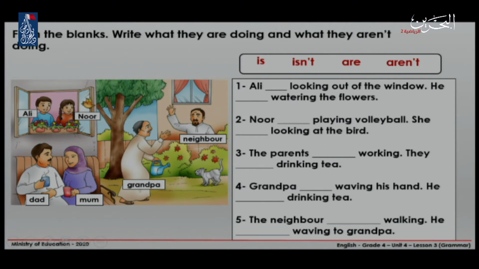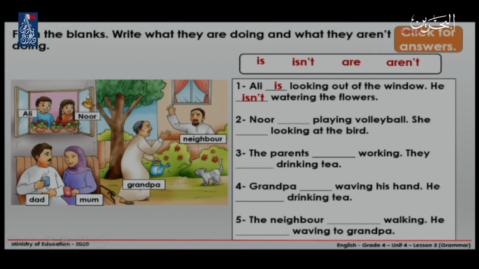Number 1. Ali is looking out the window. What should we use for Ali? Look at Ali in the picture. Is he looking out the window? Good. So, Ali is looking out of the window. He is watering the flowers. Look at Ali. Is he watering the flowers? No. So we use isn't. He isn't watering the flowers.